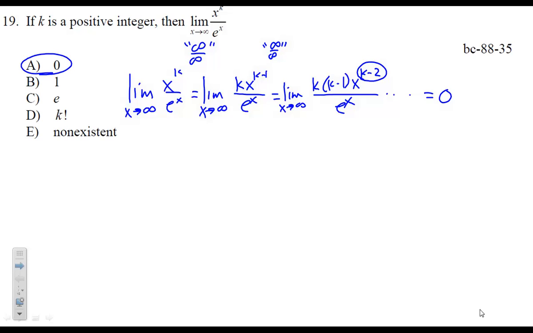Now another way to look at the problem is to look at e to the x and think about x to the kth, and you have to say to yourself, even if k is really big, e to the x gets big so much faster that in a battle it wins, dragging the denominator, making the denominator larger than the numerator, and driving that limit down to 0. So there's an intuitive way to look at the problem as well.